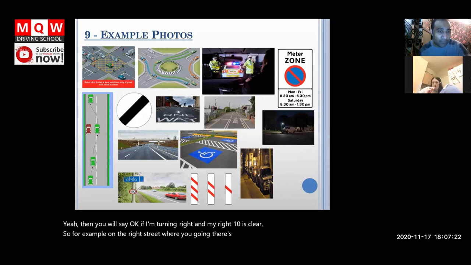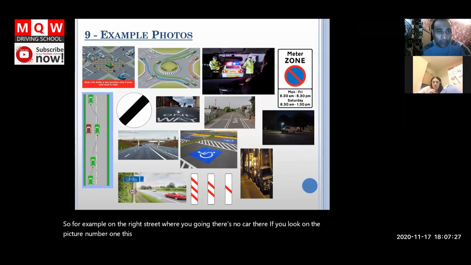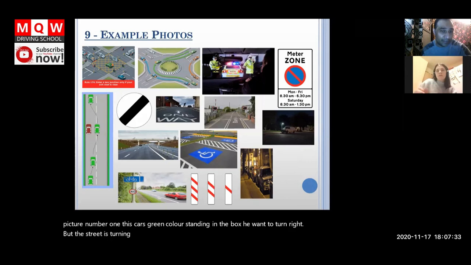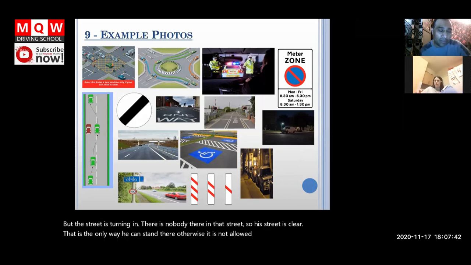If you look at picture number one, this green car is standing in the box because he wants to turn right. But the street he's turning into, there is nobody there. So his street is clear. That is the only way he can stand there. Otherwise, he's not allowed to stand on the yellow box. He must keep it clear.